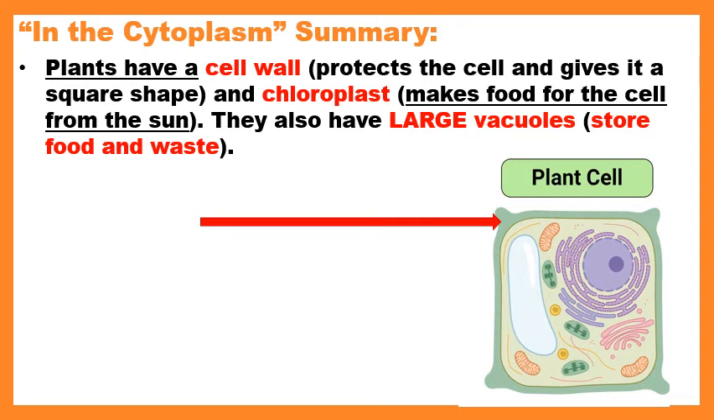Remember that plants, unlike animals, they don't have a skeleton, right? But they're able to stand up straight. So one of the reasons that they're able to stand up straight is because they have that cell wall. Another special organelle that's found in plants is a chloroplast. So a chloroplast actually makes food from the sun for the cell.